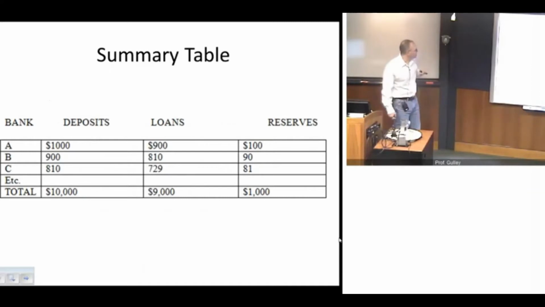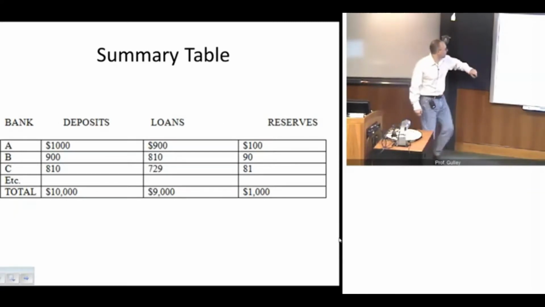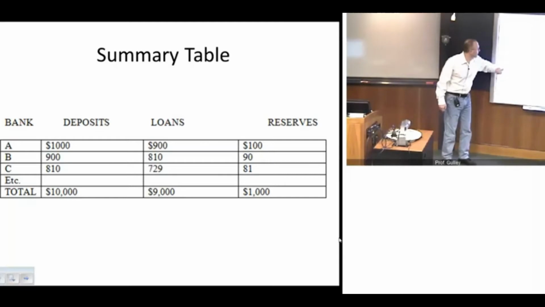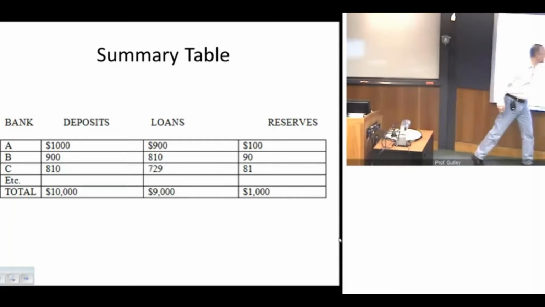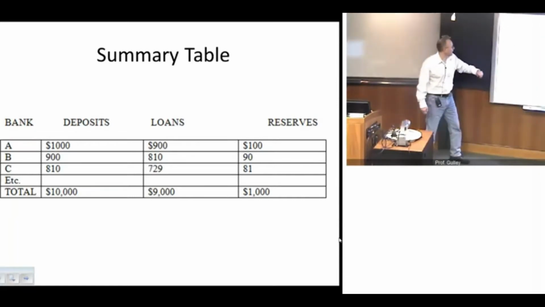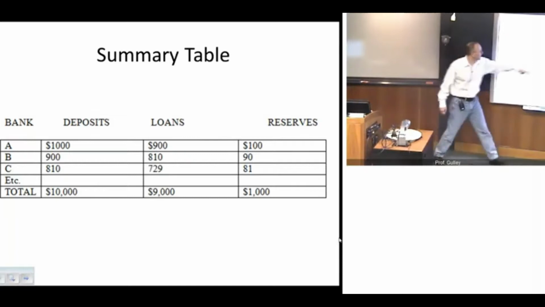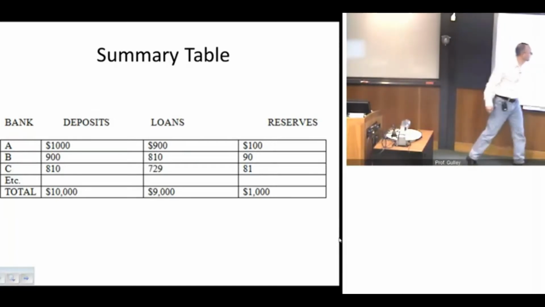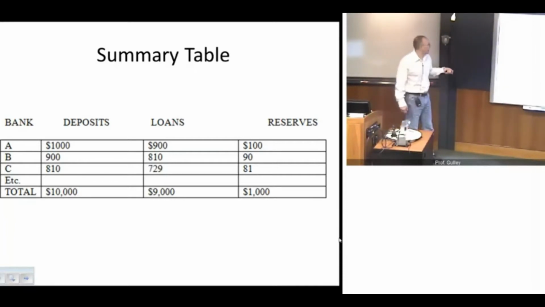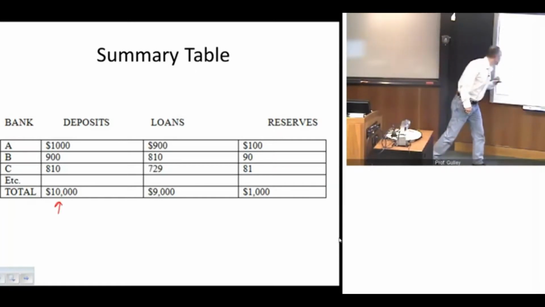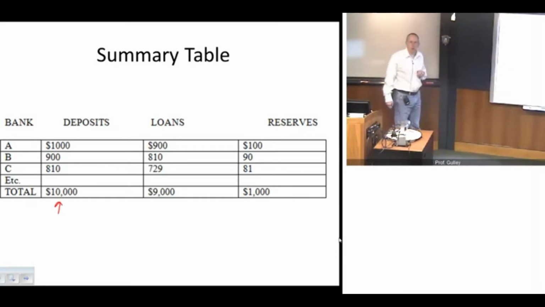And so what we can do here is set up a summary table. With Bank A, we had your initial $1,000 deposit. We had the initial $900 loan, and Bank A has to keep $100 in reserve. Bank B gets a $900 deposit. They can make $810 in loans, and they have to keep $90 in reserves. If we kept going through the entire financial system through banks D, E, F, and so forth, that process eventually reduces to and sums up to the total change in deposits of $10,000 that we just talked about.